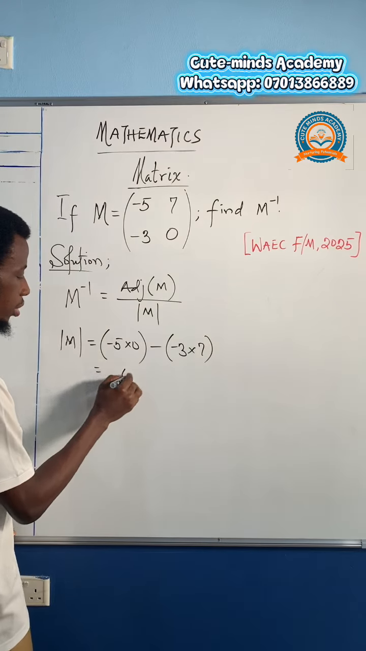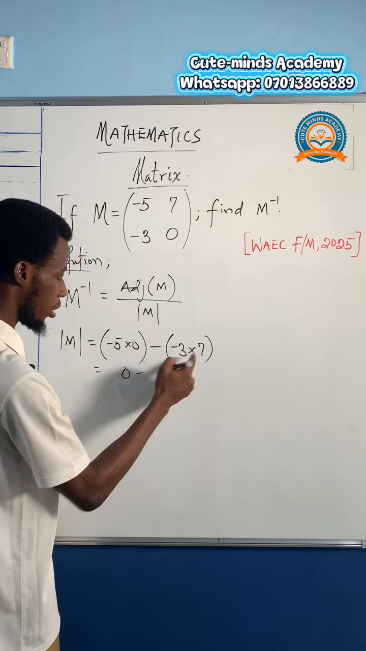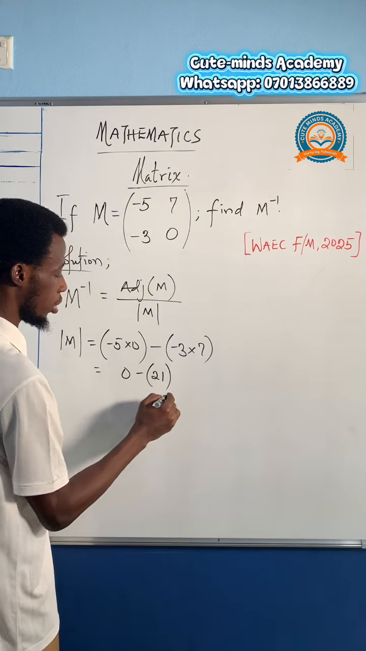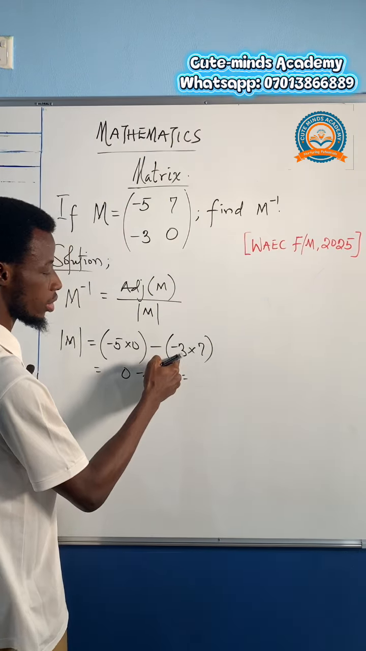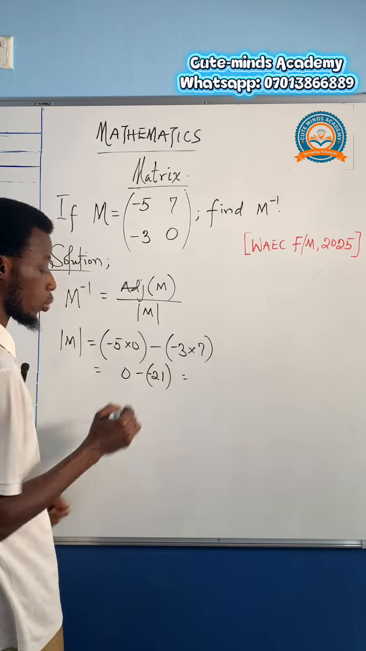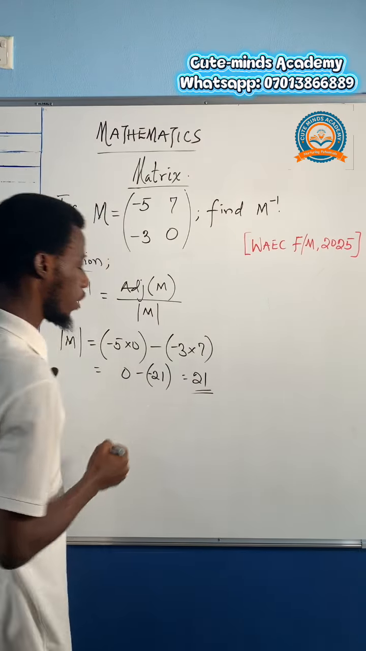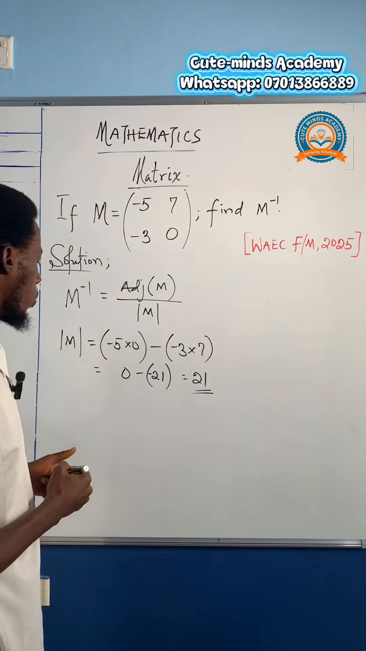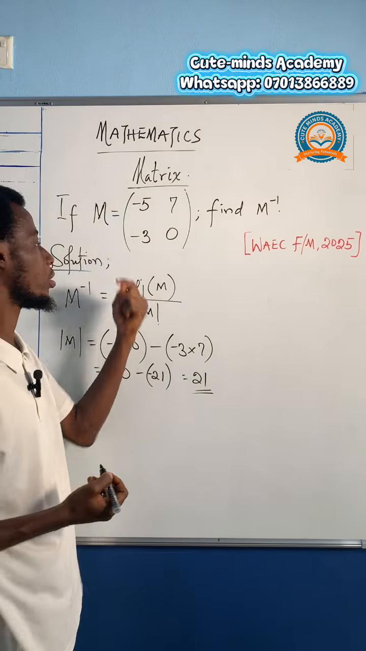So this gives us 0, negative 5 times 0 is 0, minus this, which should give us 21. So the final result for our determinant should be 0 minus 3 times 7, minus 21, and the final answer should be positive 21. So we know the determinant. That means, since it's not 0, this is not a singular matrix.